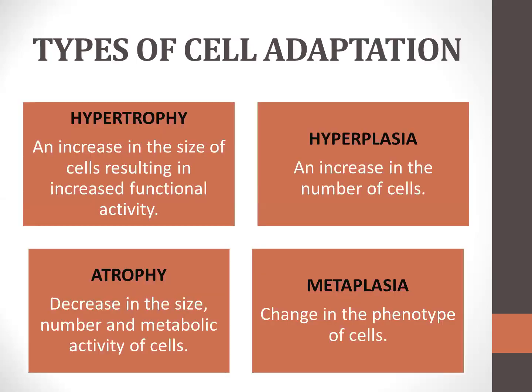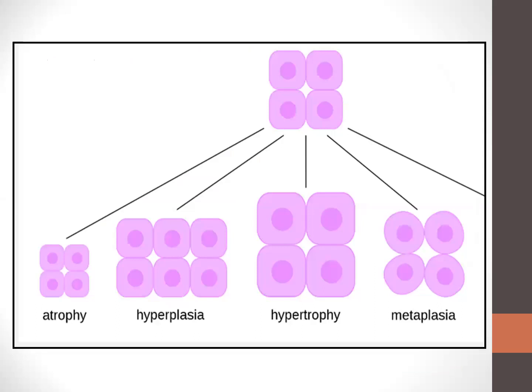These are the various types of cell adaptation: hypertrophy, in which there is an increase in the size of the cells; hyperplasia, which is an increase in the number of cells; atrophy, which is a decrease in the size, number, and metabolic activity of cells; and metaplasia, which is a change in the phenotype of the cells. This is a picture showing the various types of cell adaptation.